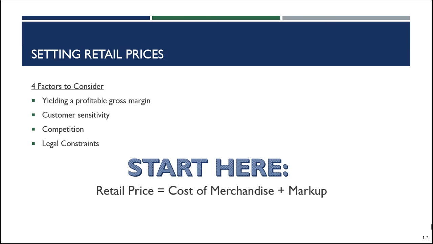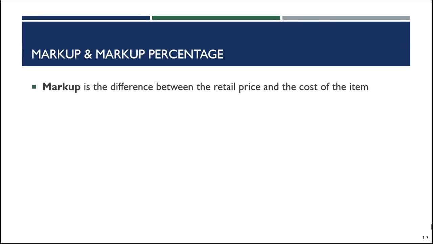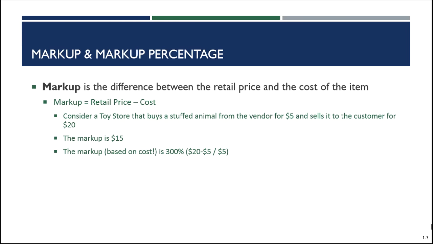So when we set our retail price, this is the most basic equation that we could start with. Our retail price should equal the cost of our merchandise plus markup. What is markup? Markup is the difference between the retail price and the cost of the item. An appropriate retail markup is the amount that covers all of the retailer's operating expenses and still allows us to produce a profit.